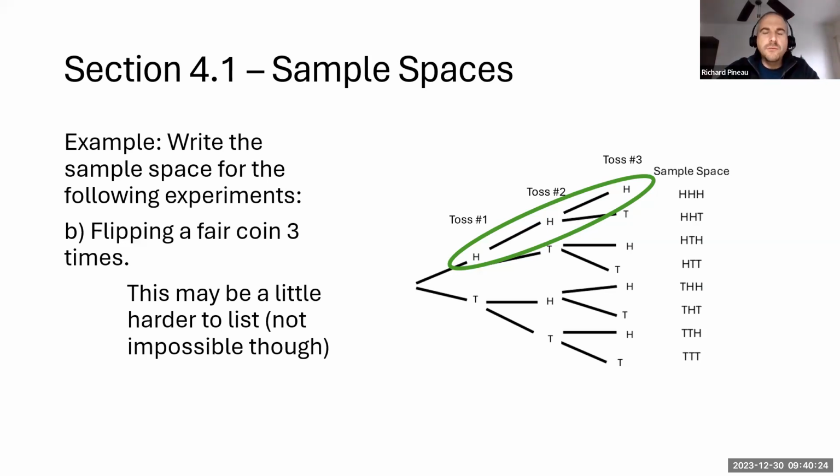Okay, so you're traveling, the first toss is heads, second toss is heads, third toss is tails, and then the next one would be heads, tails, heads, etc., thereby listing all of the outcomes. Okay, so they're a string of 3 letters or 3 values from the coin. So this is one way in which we can examine sample spaces using a tree diagram.